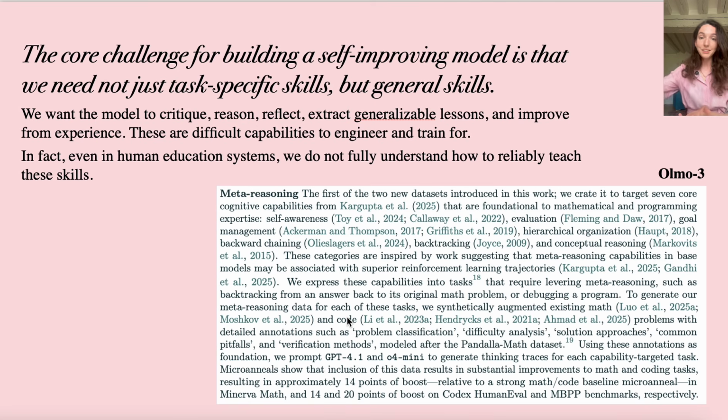But again, for this self-improvement to really take off and for models to continue learning and be good at learning on tasks that we haven't curated so specifically, we want them to extract general reasoning skills. And I think, again, that's why the OLMo-3 paper I thought was really fun, because they included this meta-reasoning data set. So basically these capabilities such as self-awareness, evaluation, backtracking, conceptual reasoning, and so forth, that might be useful to solve math and coding tasks. And they say that this actually helps in the performance.